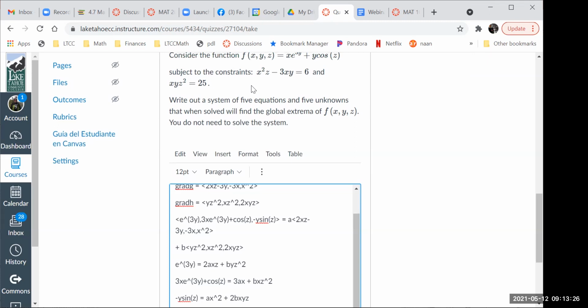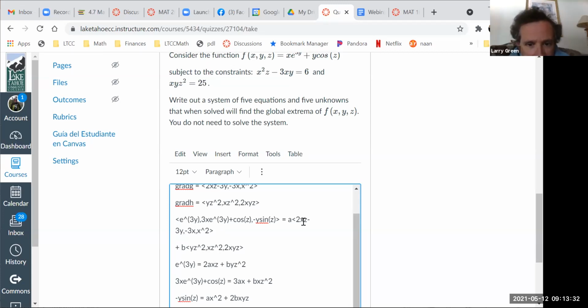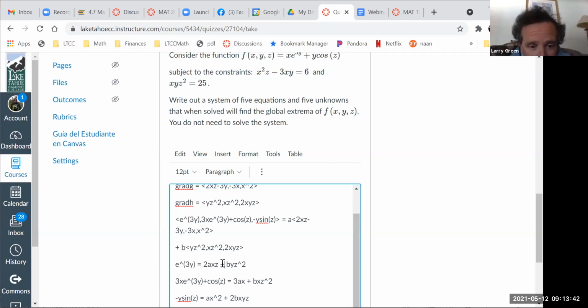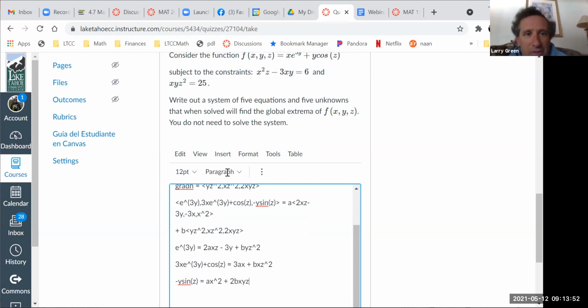Larry, in the first one, isn't it supposed to be 2axz minus 3y? Let me find it. Oh, yeah, that's the thing. It got split up on 2 lines. So that's 2axz minus 3y. And that should be the first one. And then minus 3y. Okay. And then the last 2 I just copy down.